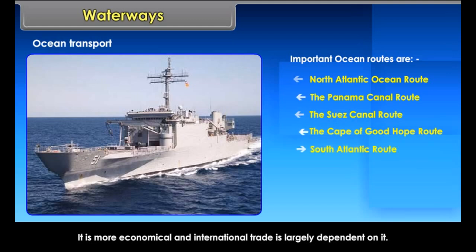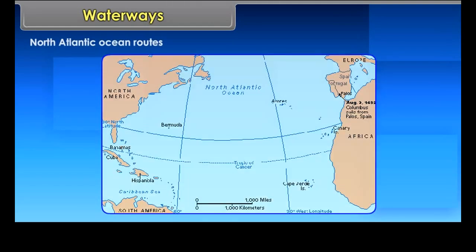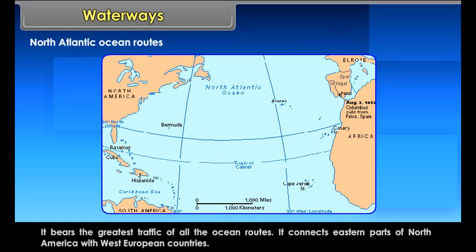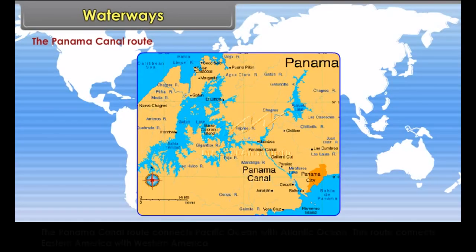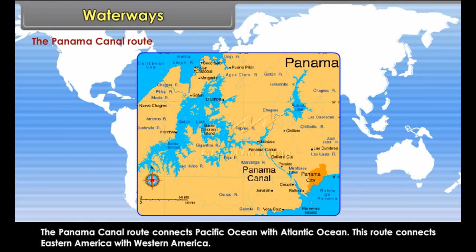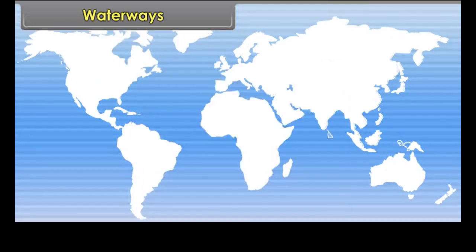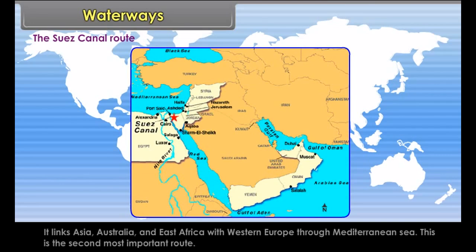Ocean transport. It is more economical and international trade is largely dependent on it. Important ocean routes are North Atlantic Ocean route, the Panama Canal route, the Suez Canal route, the Cape of Good Hope route, South Atlantic route. North Atlantic Ocean routes. It bears the greatest traffic of all the ocean routes. It connects eastern part of North America with West European countries.